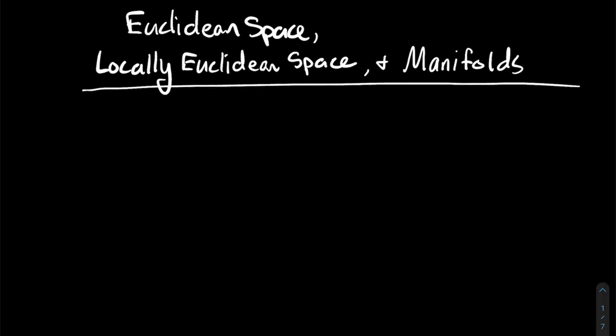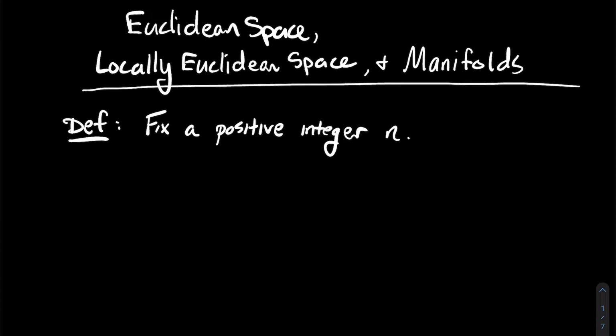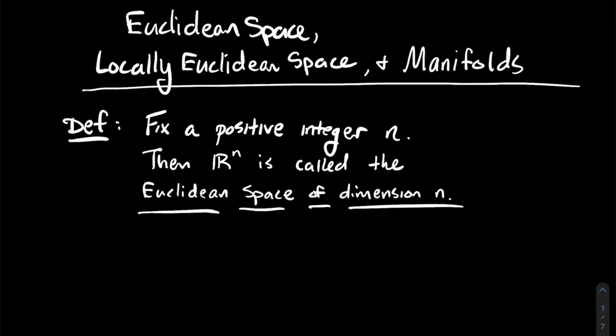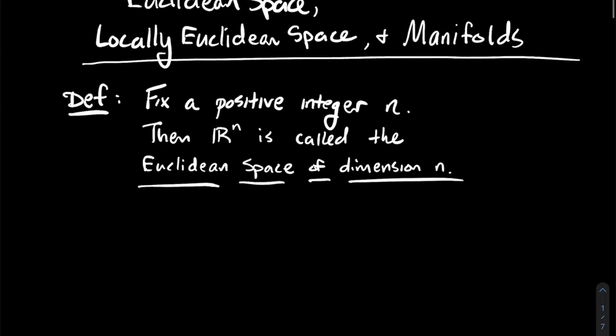In this video, we're going to talk about Euclidean space, locally Euclidean space, and manifolds at the very end. So let's start off with Euclidean space. We're going to fix a positive integer n. Then Rn is called the Euclidean space of dimension n.